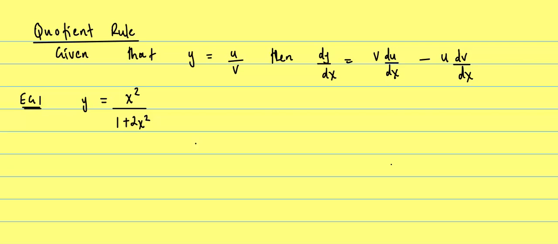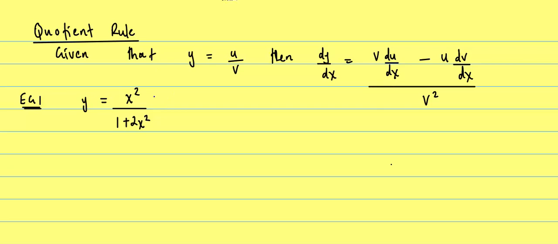Hi guys, in this video we are going to look at how to differentiate functions of the form u over v. We make use of this rule here, which is known as the quotient rule. It states that when y is equal to u over v, then dy by dx is going to be v du dx minus u dv dx, and that whole thing must be divided by v squared. An example to demonstrate how we make use of this rule is given here.